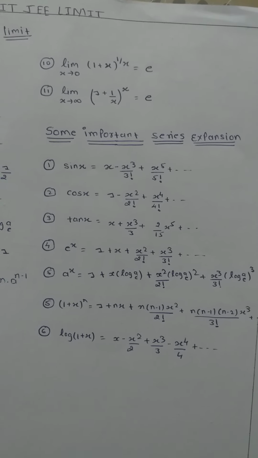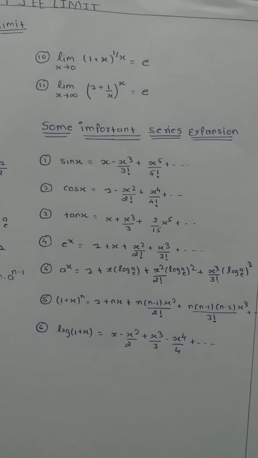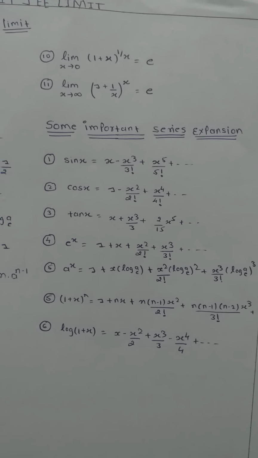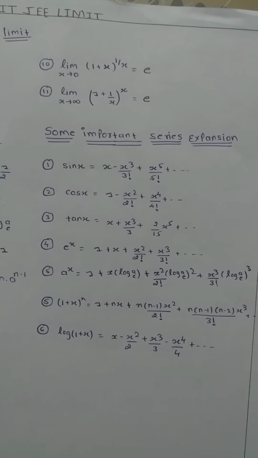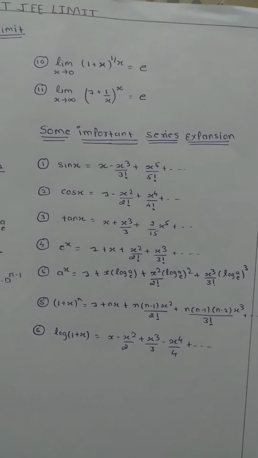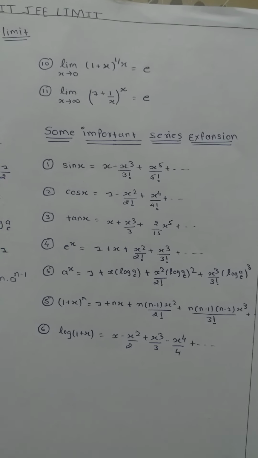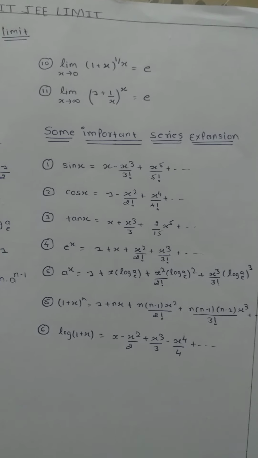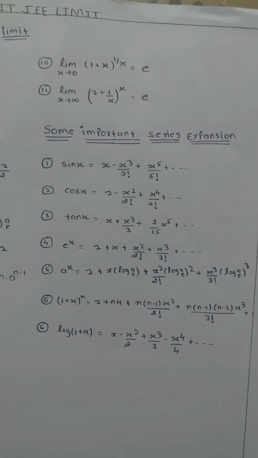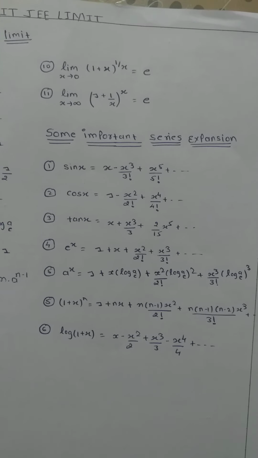because in many of the books I have researched, this is all that is given. For a to the power x it is 1 plus x log a base e plus x square by 2 factorial (log a base e) whole square, and so on. The next formula is (1 plus x) to the power n, which is 1 plus nx plus n into (n minus 1) by 2 factorial x square plus n into (n minus 1) into (n minus 2) x cube by 3 factorial, and so on.